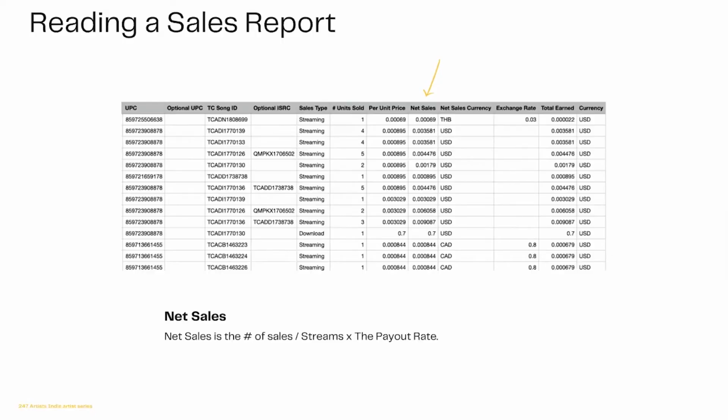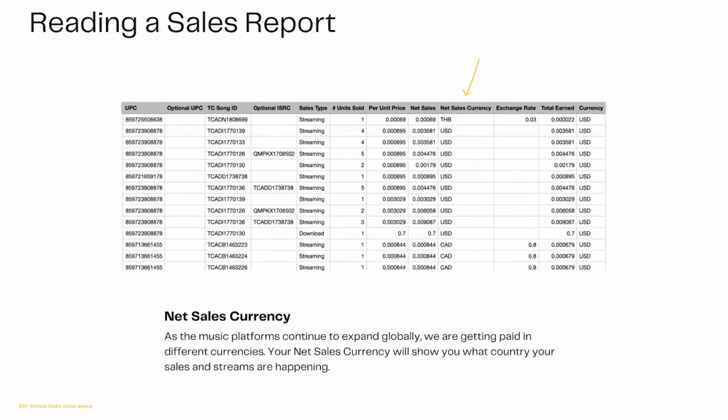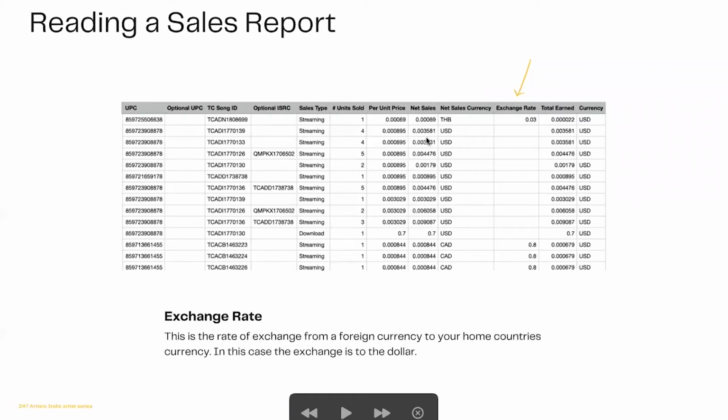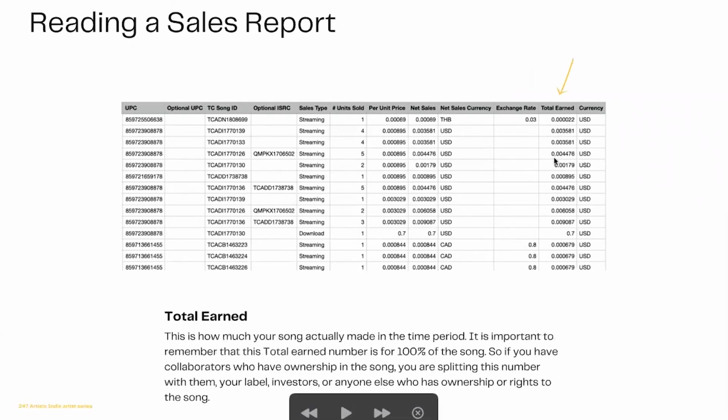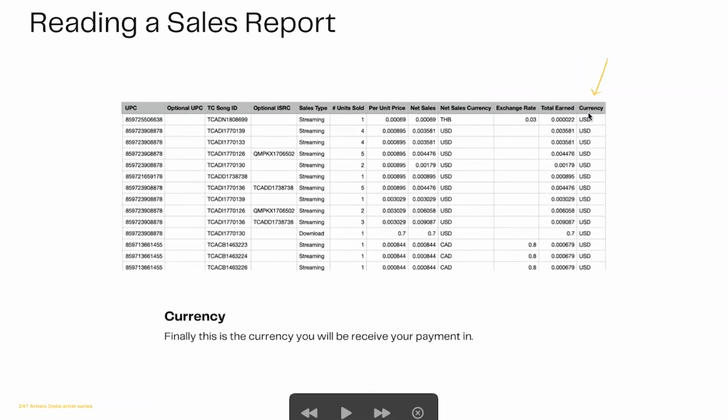Then your net sales is basically your units sold times the price per unit. Your currency is what country. So when you ask that question, you see here Canada is up here, yep, US is up here. I don't even know where THB is. I don't even know what platform that is. It'll show you the exchange rate. Because you're collecting globally, it automatically will do an exchange rate for you based on the US dollar to whatever it is. Your total earned, so what's the actual amount, right? And then your total amount in currency.